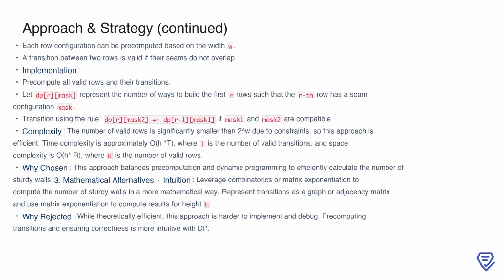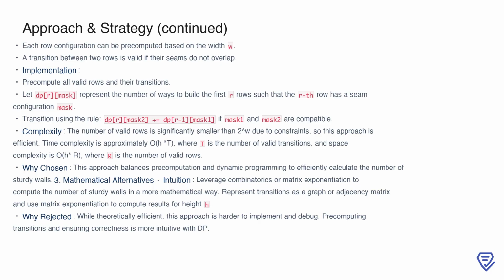The dynamic programming state can be defined as dp[r][mask], where r represents the number of rows constructed so far, and mask represents the seam configuration of the current row. The transition rule allows us to build the state row by row. If two masks, mask1 and mask2, are compatible, the number of ways to reach the current state is updated using the values from the previous state.